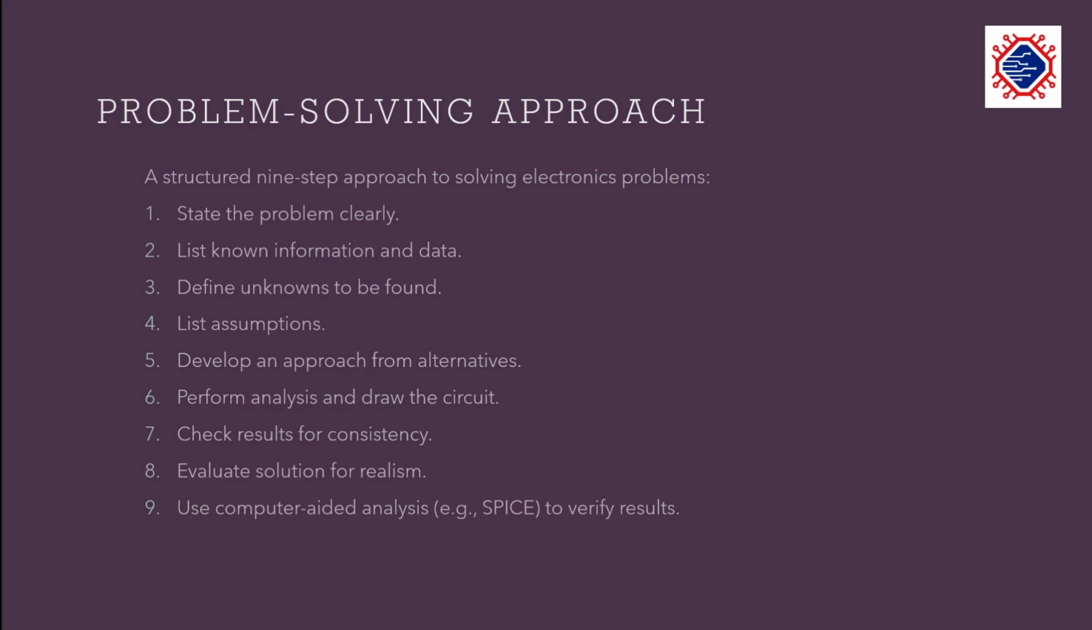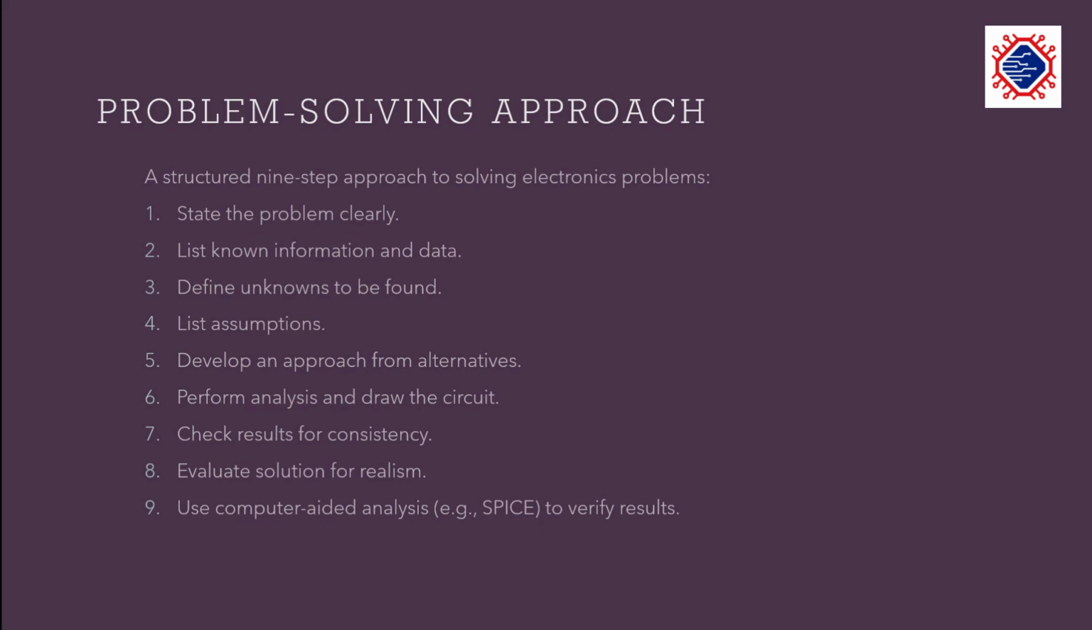4. List assumptions. Make reasonable assumptions to simplify the problem. For example, you might assume ideal components with no losses or perfect connections. Listing these assumptions is crucial as it affects the accuracy and applicability of your solution. 5. Develop an approach from alternatives. Think of different methods to solve the problem. This might include analytical techniques, simulation tools, or practical experimentation. Choose the most appropriate approach based on the problem's nature and available resources.